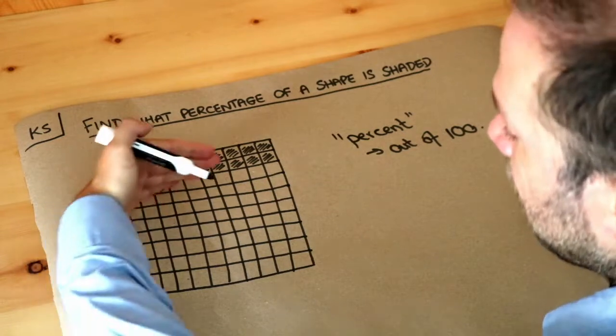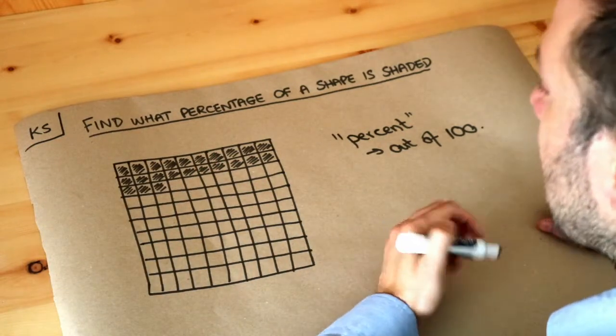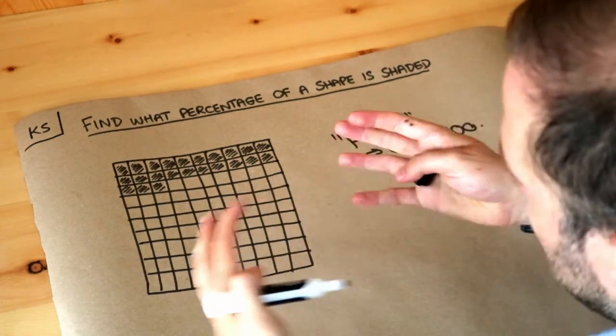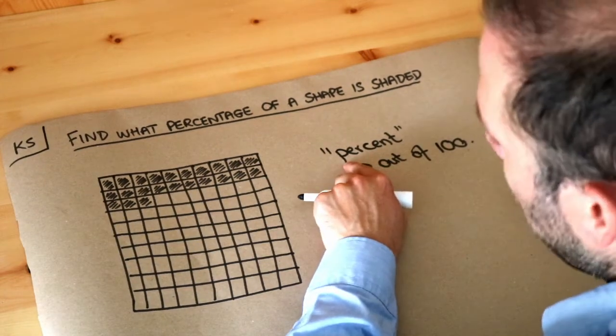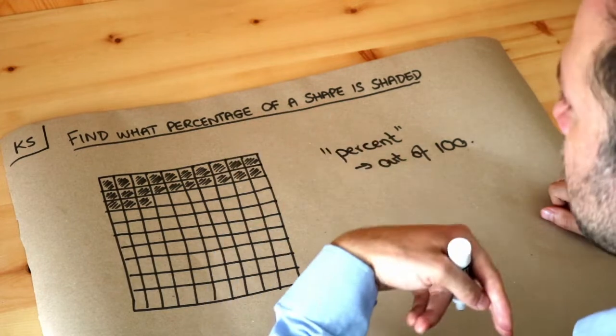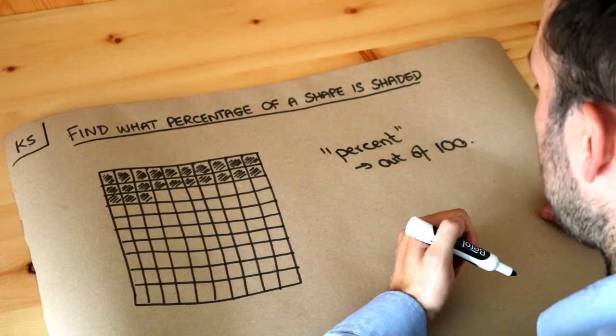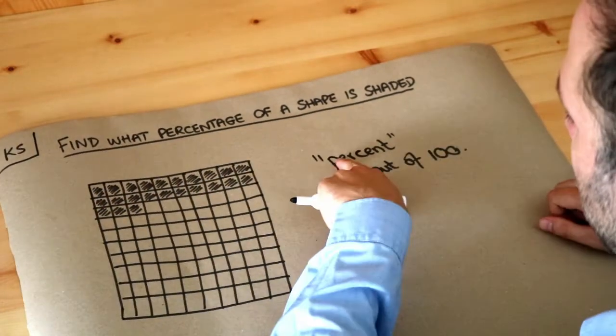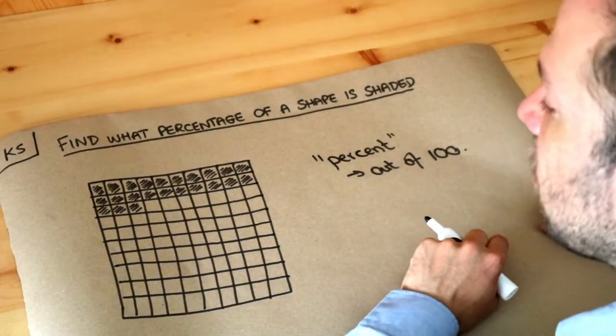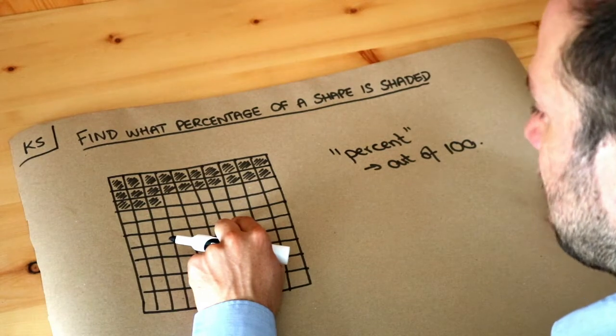It's less than a quarter of the diagram is shaded, and it gives us this idea of proportion, what fraction of something we have. And particularly percentage is just a special kind of fraction where it's out of 100 rather than out of something else. So because this diagram is divided into 100, and because percent means out of 100, we just need to count how many of these little squares are shaded.